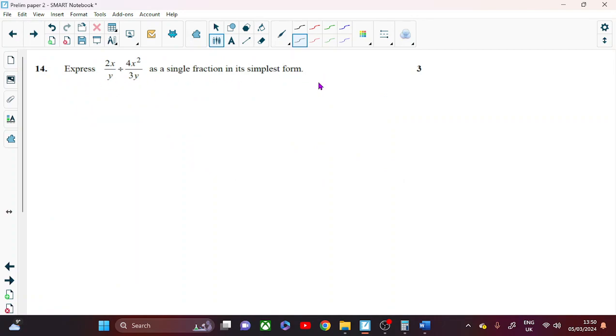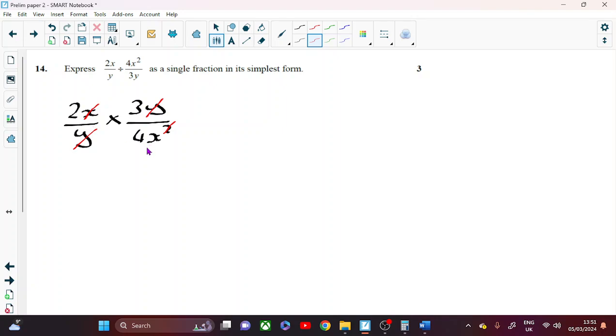Expressed as a single fraction in its simplest form. We've got a fraction divided by a fraction, so we have 2x over y. Remember, when you divide by a fraction, you multiply and flip the second fraction: 3y over 4x squared. You can multiply straight across and then cancel down, or cancel down first. I've got a y on the bottom and a y on the top, so I can cancel them. I've got an x on the top and an x squared on the bottom, so I can cancel out one of them, leaving me just x.